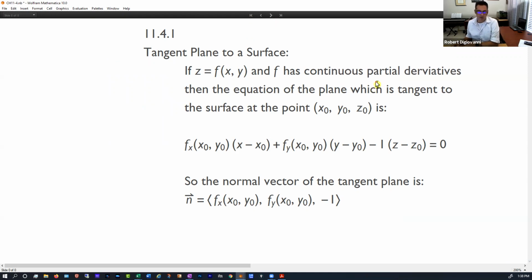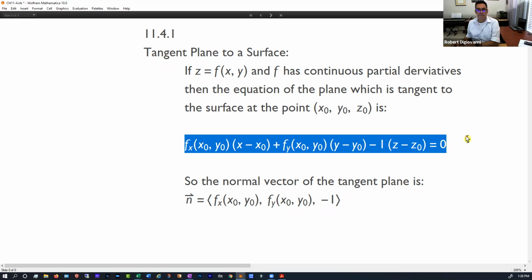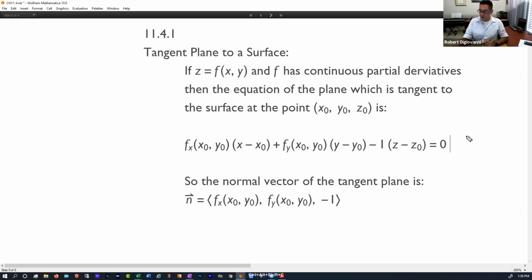Has continuous partial derivatives. Then the equation of the plane, which is tangent to the surface at some given point, x naught, y naught, z naught, is this equation right here. Remember, in general, the equation of a plane is a times (x minus x naught) plus b times (y minus y naught). We learned this back when we were studying planes, right? That's the general equation of a plane, where x naught, y naught, z naught is just a point.